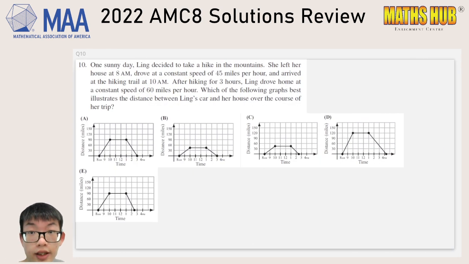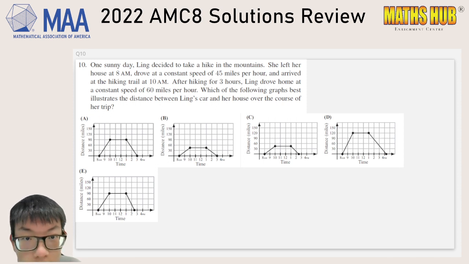Question 10. One sunny day, Ling decided to take a hike in the mountains. She left her house at 8 AM. She drove at a constant speed of 45 miles per hour and arrived there at 10 AM. So she should have covered 90 miles after these 2 hours. So that means that I can rule out this, and this already.